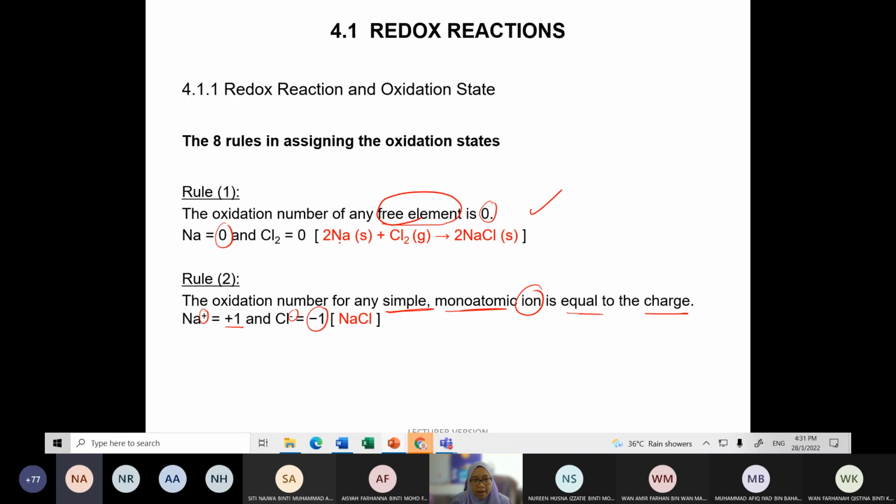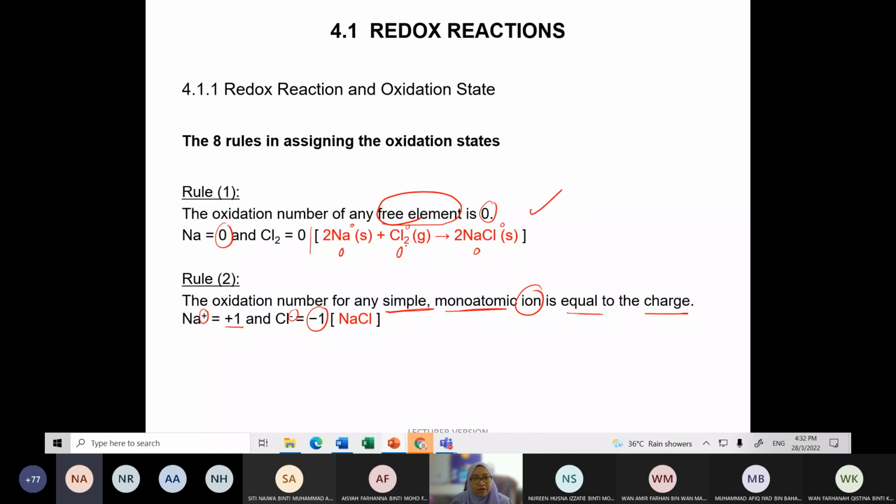Okay, alright, so macam ni dah halang-halang, lupa saya nak dekat contoh dekat sini kan. So sodium, since it is 0, the oxidation state is 0. Chlorine is also 0, because you notice there's no charge kan. The oxidation state is the same as the charge, which is 0 lah. So sodium chloride is also 0. No charge kan? So 0, 0, 0.